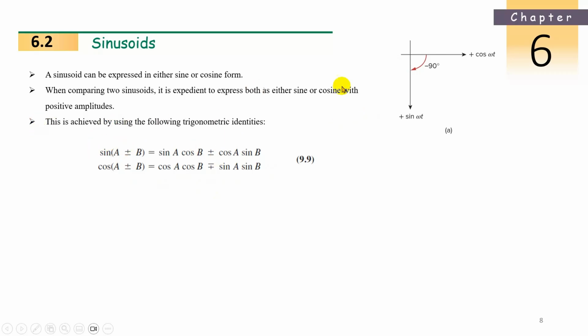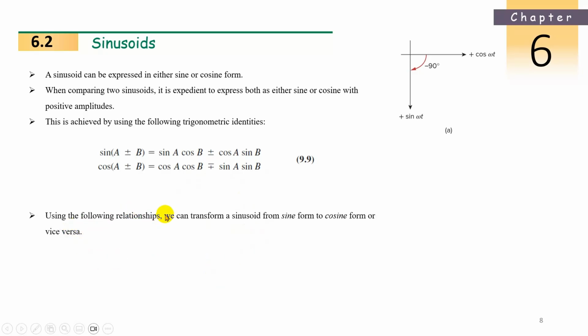Because what we are having is sin of omega t plus phi phase, some phase degrees we are having. So we need A and B terms both. So that's why the equations should be kept in mind. If sin is there, it should be sin A cos B plus or minus cos A sin B. If the cos is there, then cos A cos B minus or plus sin A sin B. It's just reversed and the sign also will change.